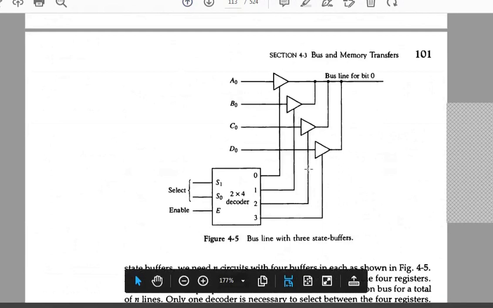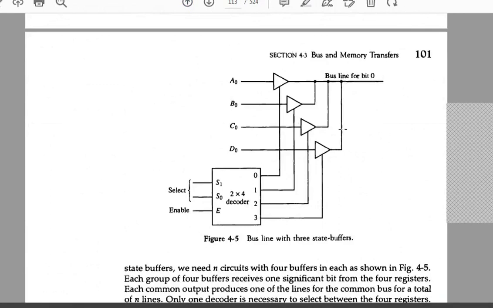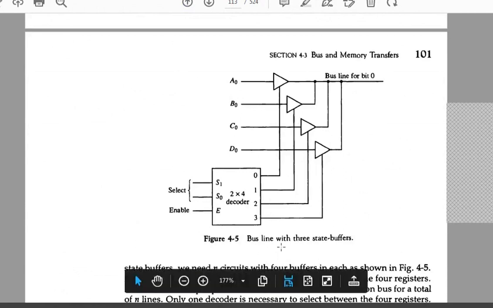Okay. So this is bus line for bit 0. Similarly, for all the remaining states, this block diagram would repeat. Okay. So this is bus line with 3-state buffers.